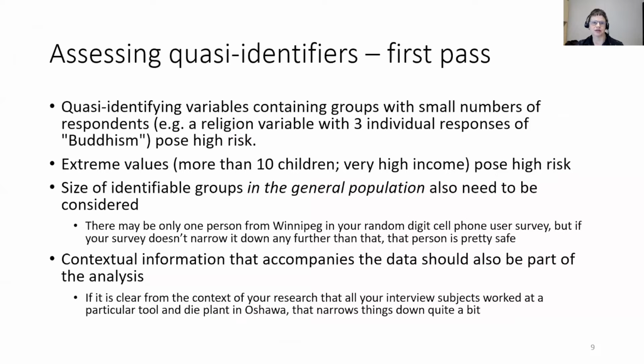Assessing quasi-identifiers. First pass. This is where you can think about the heuristics. So as a first pass, there are some common sense rules of thumb you can use to assess the quasi-identifiers in a data set. Quasi-identifying variables containing groups with small numbers of respondents. So for example, a religion variable with only 3 individual responses of Buddhism in a data set where most of your respondents have other religious identities, pose high risk.